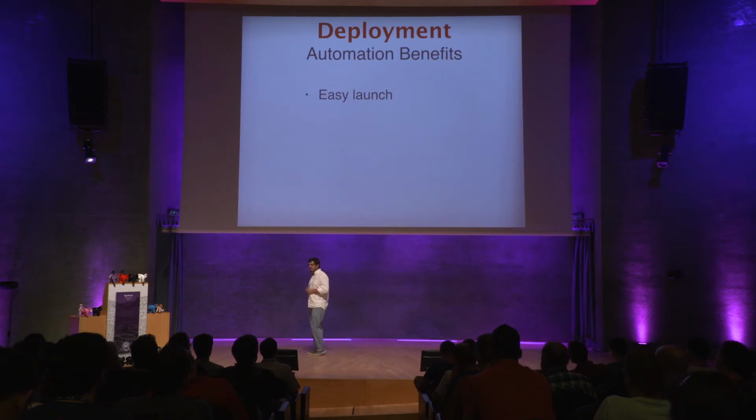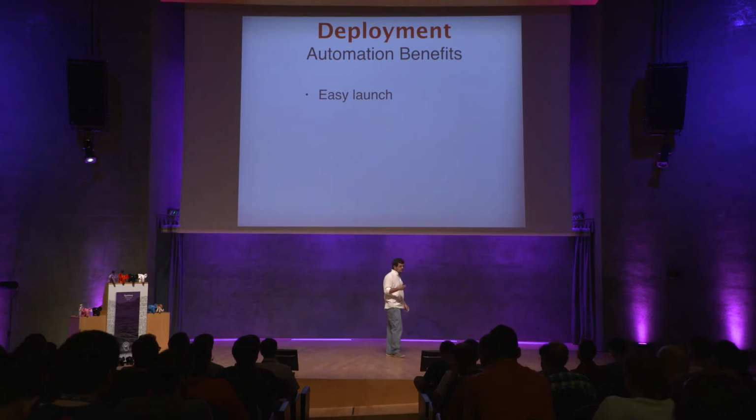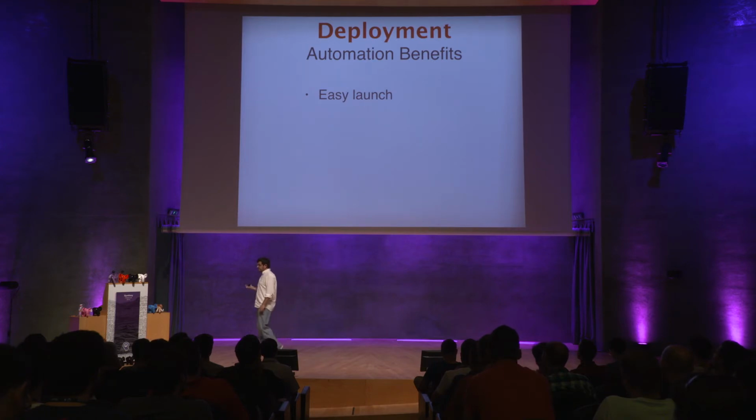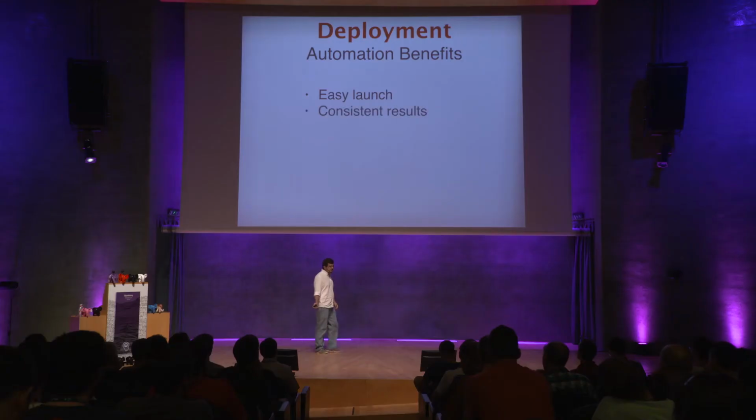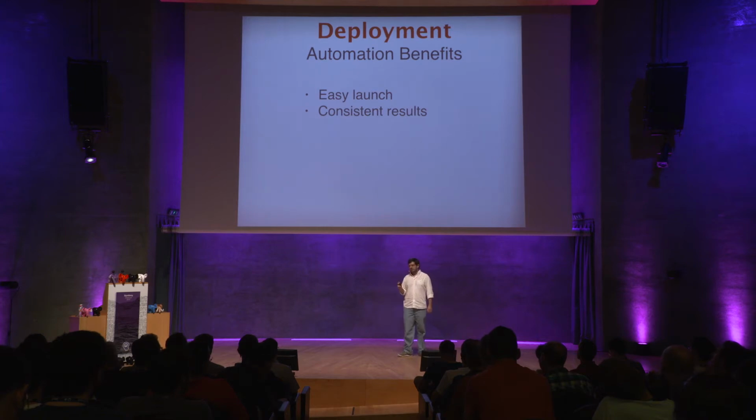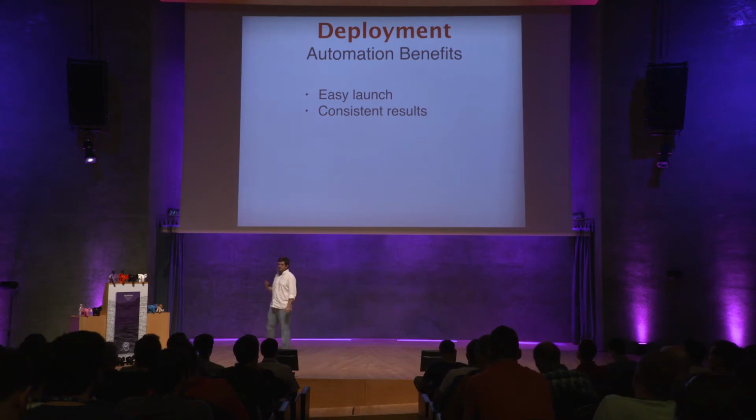In our case, for deployment, it means that it's going to be easy to launch. You automate your process, and then you run one script or one command, and the whole process gets started. You can also click a link in Jenkins, for example, or hook it to your testing phase, so whenever it finishes, the deployment is automatically started. It gives you consistent results, which means that when the process finishes, you know you have a new version of your site or your application live for your users.